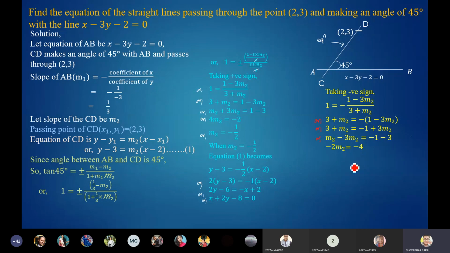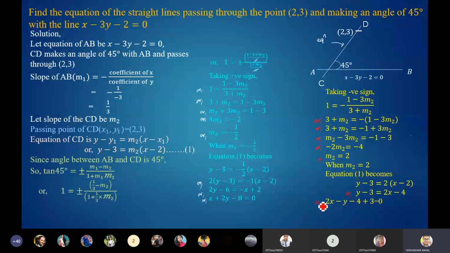Minus 2m2 equals to minus 4. m2 equals to minus 4 by minus 2, it will be 2. Okay, so when m2 equals to 2, we need to replace it again. We replaced it earlier, now we are going to replace it again. When m2 equals to 2, equation 1 becomes y minus 3 equals to 2 times (x minus 2). So 2 times (x minus 2), simplify it further. It will be 2x minus y minus 1 equals to 0.